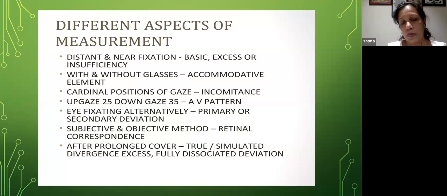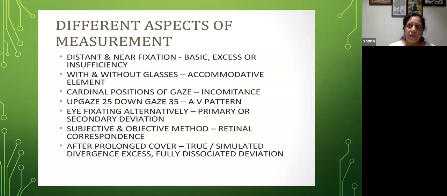In all the gazes, 9 gazes of vision, you have to check for the measurement, and you have to take the measurement in all the 9 gazes. Up gaze we consider 25 degrees and the down gaze 35 degrees for the patterns. And to check for the primary and secondary deviation, subjective and objective method of measurement, like what we do PCT, the subjective method. Now we have computerized methods also for taking the measurements. So they have some way of clicking the photo which analyzes, and I've just read it on the net. I've not seen it.